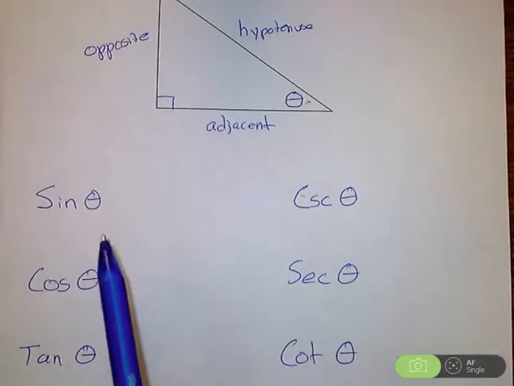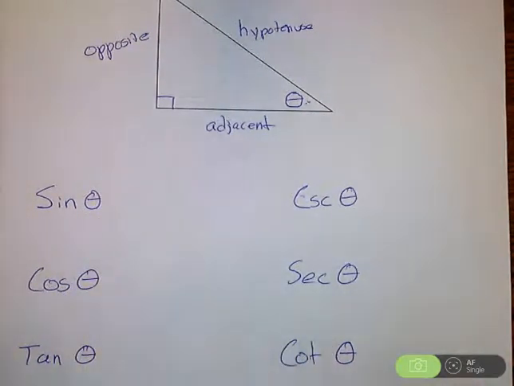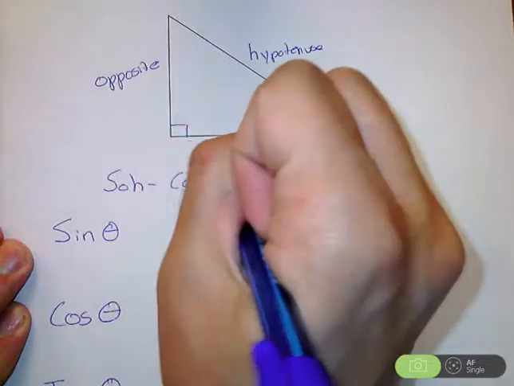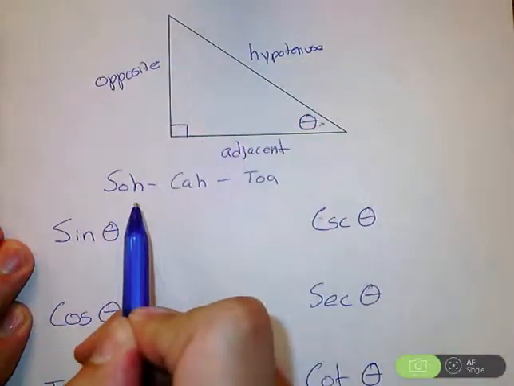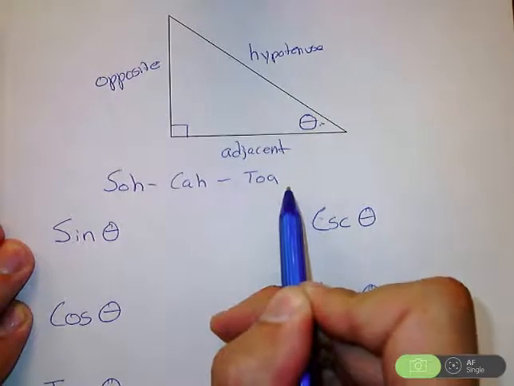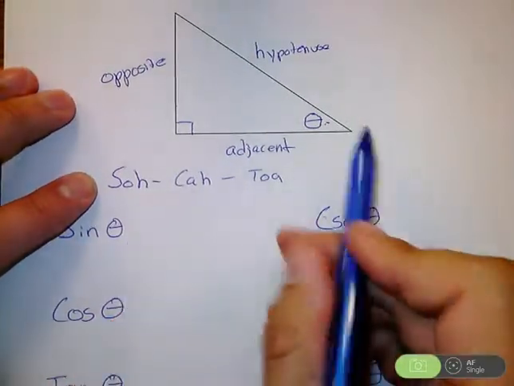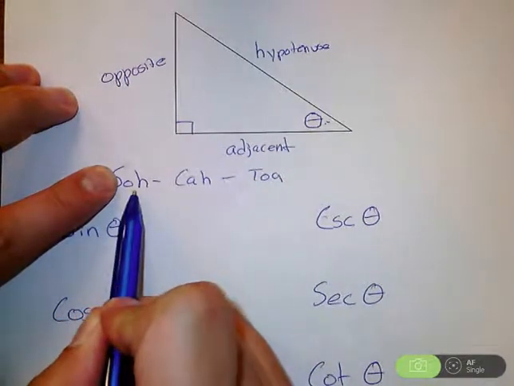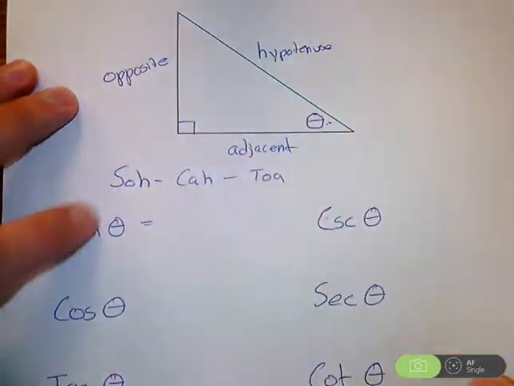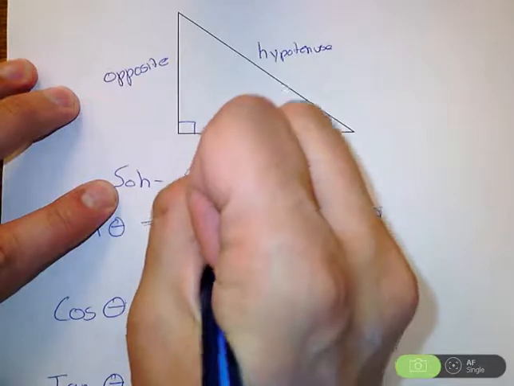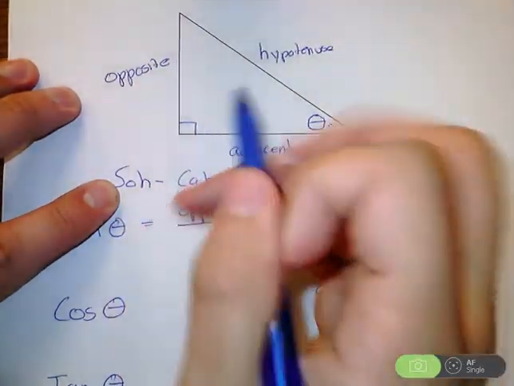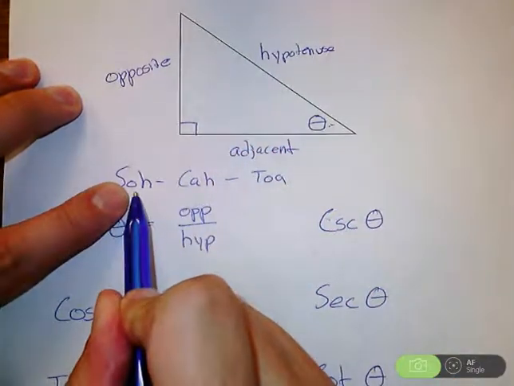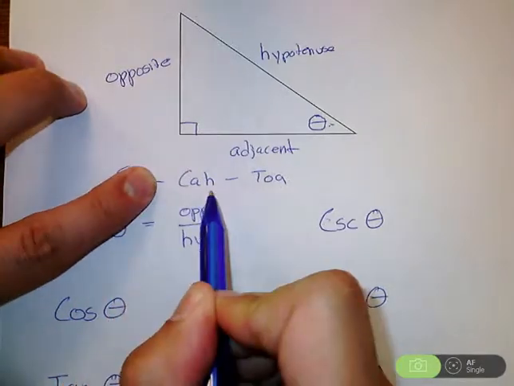So we need to define what is the sine of theta, the cosine, and the tangent. And the common saying that we use to remember is SOH, CAH, TOA. Here's how it's going to work. If you want to know the sine of this angle, S stands for sine. The O and the H stand for opposite and hypotenuse. So the sine of theta is going to be the opposite, OPP, divided by the hypotenuse, HYP is how I'm going to abbreviate that. So sine: opposite divided by hypotenuse, SOH.